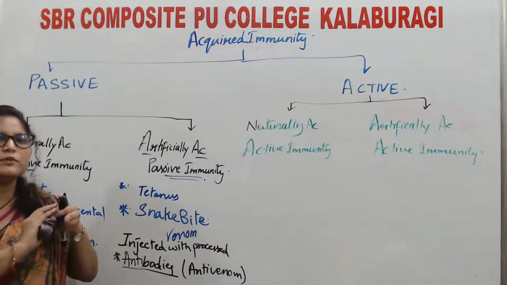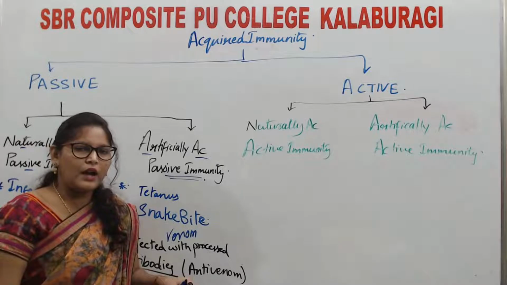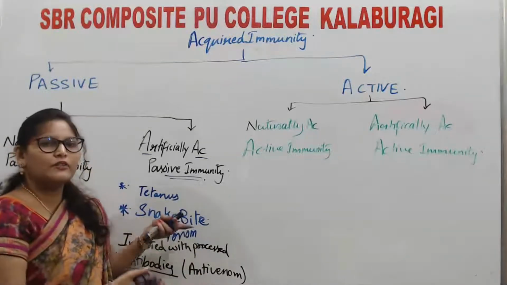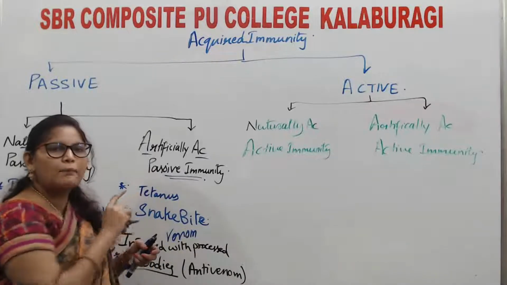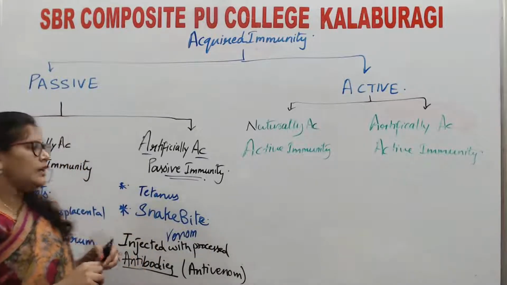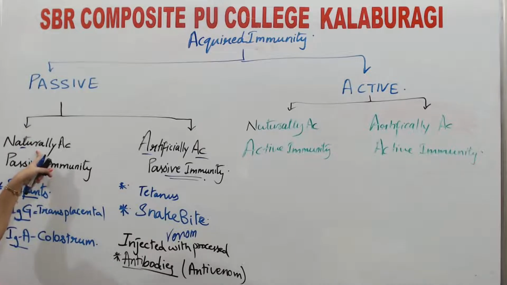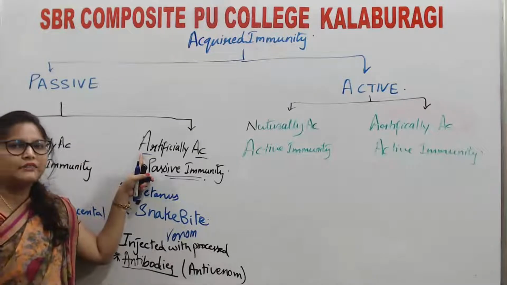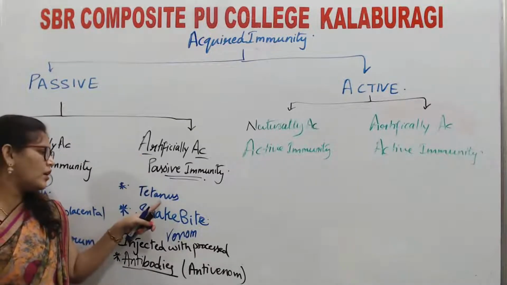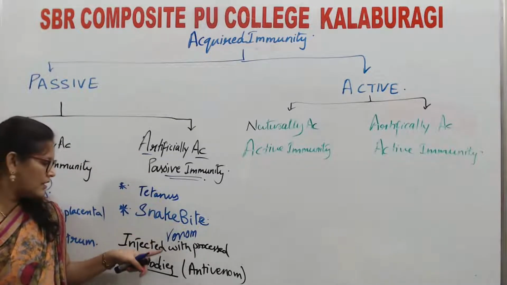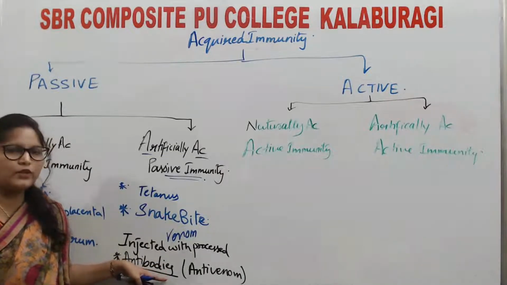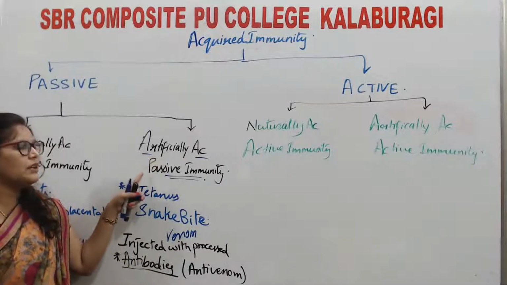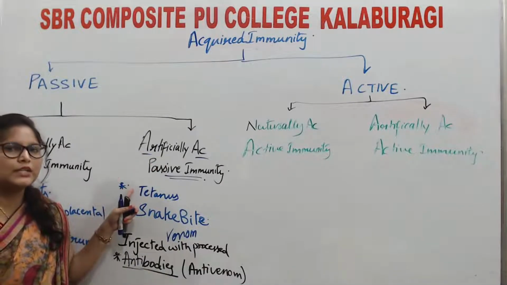If our immune system is not involved in the production of antibodies, then even though we got the immunity, such type of immunity is known as passive immunity. Here it is natural. Why? Because through the mother to fetus it is a natural instance. Whereas here it is artificial, because when a person gets affected with deadly diseases, ready-made antibodies are given to that person. So it is artificially acquired passive immunity.